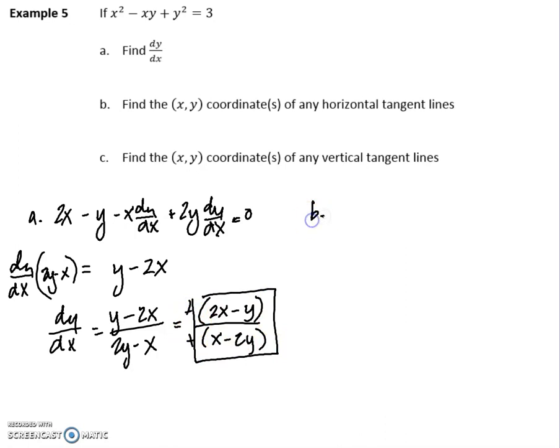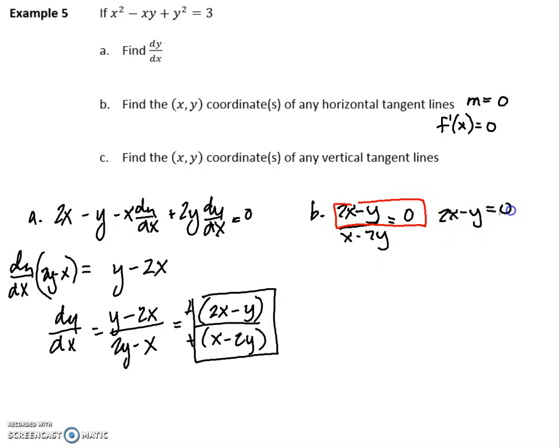For part B, I asked you to find the xy coordinates of any horizontal tangents. You got to remember this. Horizontal tangents are when the slope is 0 or the derivative is 0. So when is this fraction, which is my derivative, going to be 0? The only time a fraction is 0 is if your numerator is 0. So if I set that equal to 0 and solve for y, I get this. So what does that mean? That means that when you have x, your y coordinate has to be 2x for that relationship to work. It's a little tricky. You might have to watch that twice.